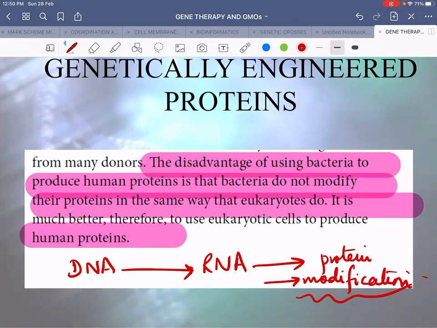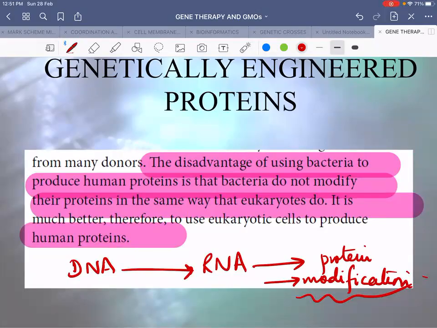See, the normal dogma of biology, or protein synthesis, is DNA makes RNA, RNA makes protein. We follow the same thing when we genetically engineer insulin with the help of bacteria. But once the bacteria make the protein, it doesn't modify it. You know from your knowledge that when proteins are made, post-translational modification also takes place, which means that they are folded so that they get a secondary structure or a tertiary structure.